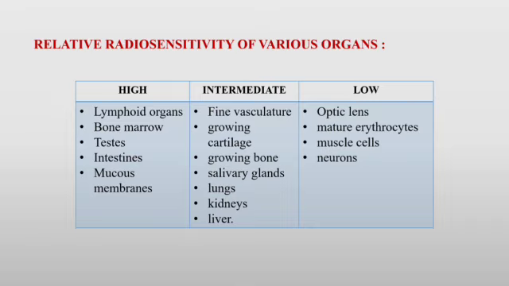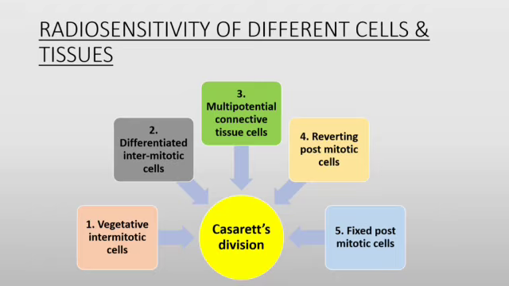These are highly differentiated and when mature, they are incapable of divisions. Coming to Casarett's division of radiosensitivity, here it is classified into 5. The first is vegetative intermitotic cells, differentiating intermitotic cells, multipotential connective tissue cells, reverting postmitotic cells, and fixed postmitotic cells.